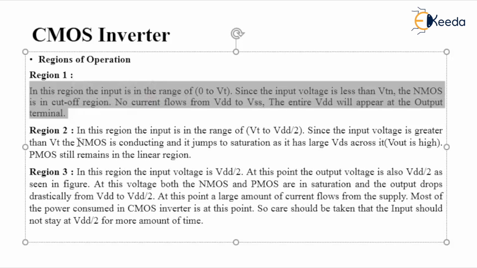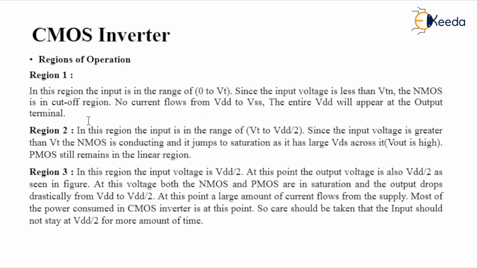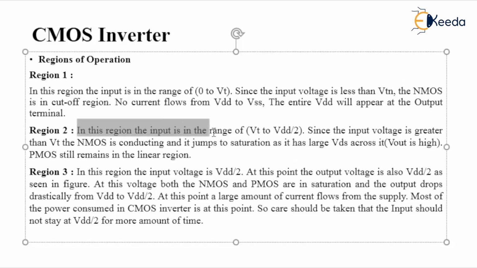Clear? Region 2. This region is all about between VTN and VDD by 2, half of VDD. Above the threshold voltage of the NMOS up to half of the maximum voltage, or VDD by 2. So what happens in this region? The input is in the region VT to VDD by 2. Since the input voltage is greater than the threshold voltage, but here it is less than the threshold voltage.